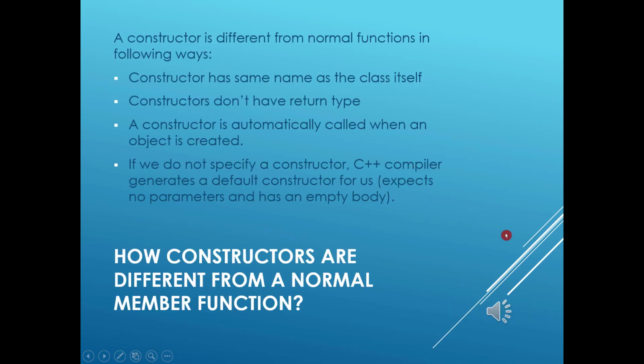A constructor is different from a normal function in many ways. First, a constructor has the same name as its class itself. Second, the constructor does not have a return type. Third, the constructor is automatically called when an object is created. Fourth, if we do not specify a constructor, the C++ compiler generates a default constructor for us.